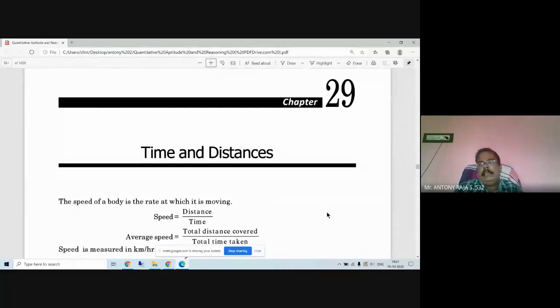This topic we already discussed: time, distances, and speed. In the previous class, we discussed time and work. Time, distance, speed we discussed already at the beginning of the semester. Notes are also uploaded in the Google Classroom. I think 4 or 5 problems we discussed. You check it. But anyhow, we will see some more problems from time and distance: the velocity problem, acceleration problem, relative speed.